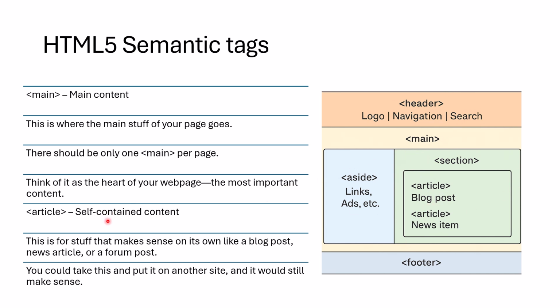Then articles and sections would usually go inside of your main, so they will be enclosed by your main. Your article will be self-contained content. This is for stuff that makes sense on its own, like a blog post, news article, or forum post. So you could take this and put it in another website. It will still make sense, so it's reusable. So that's how that works.